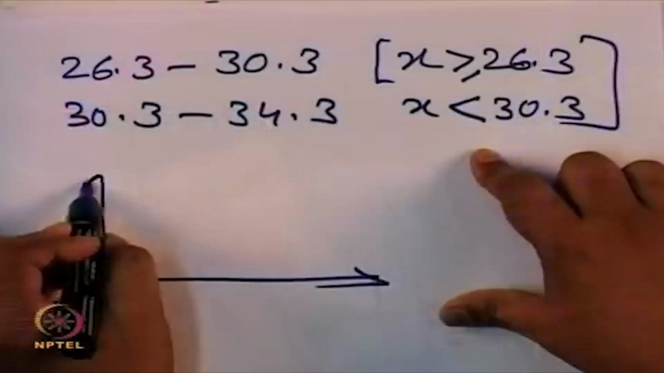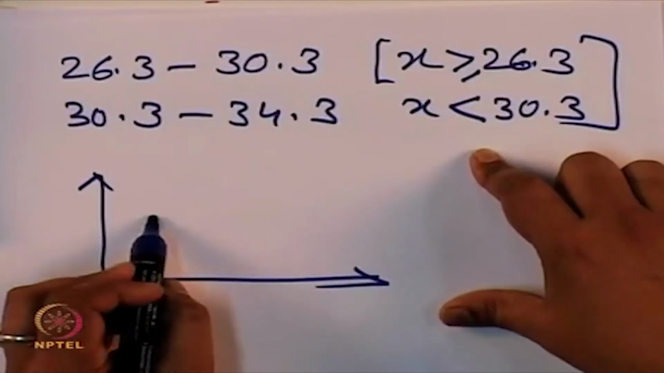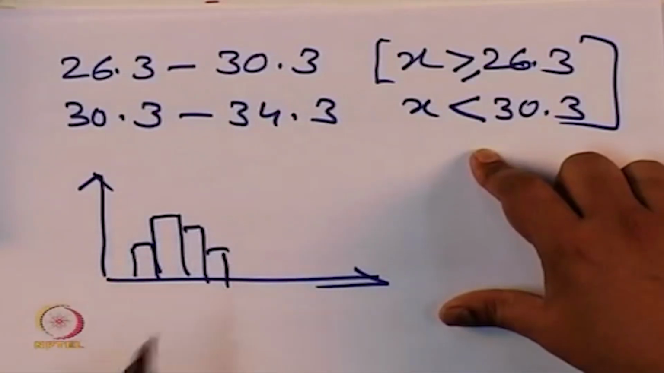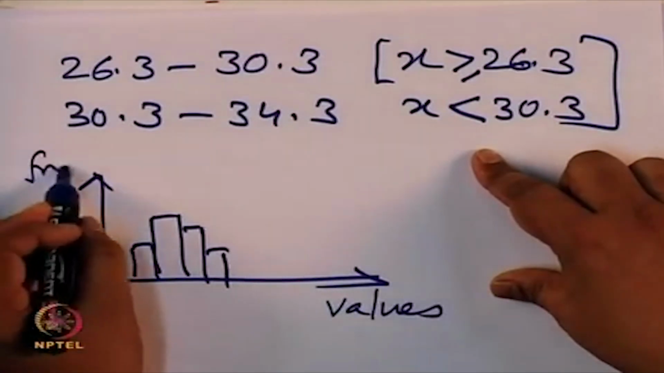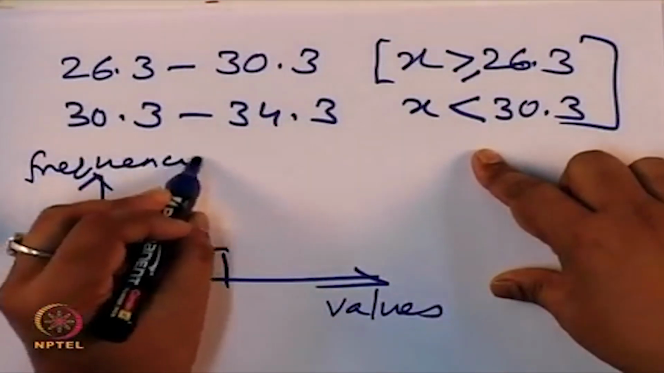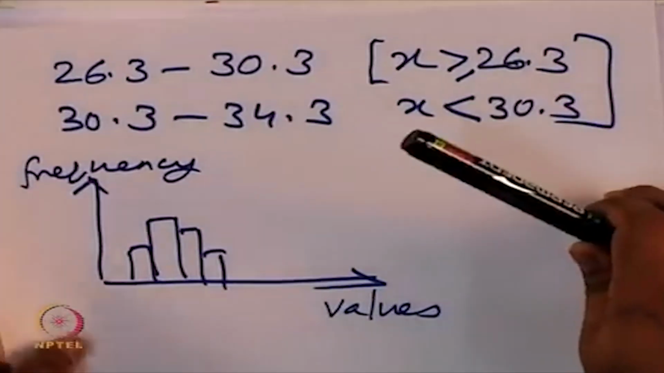So, your histogram looks something like this. You can have these bars. In our case we have 4 bars. So, we will have this distribution. These are values and this axis is frequency, or the number of them. So, it is possible to convert this data.